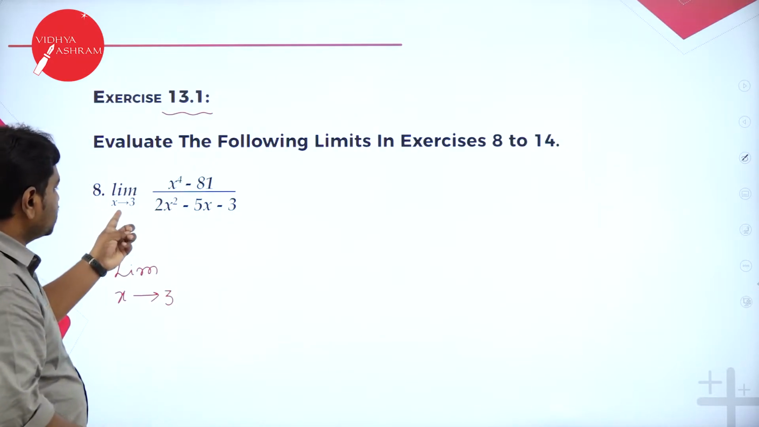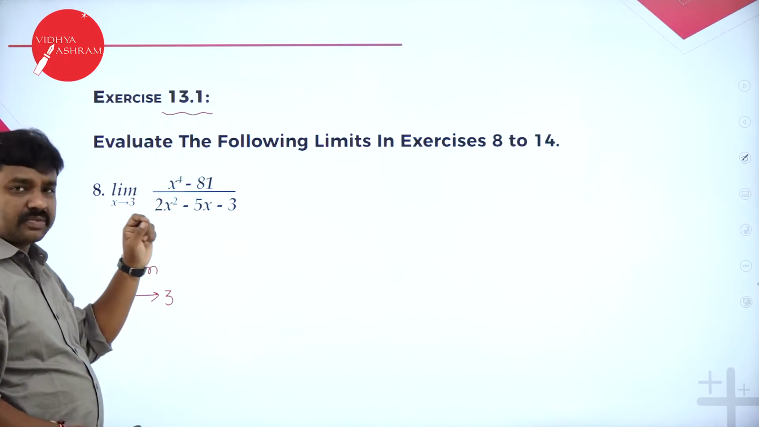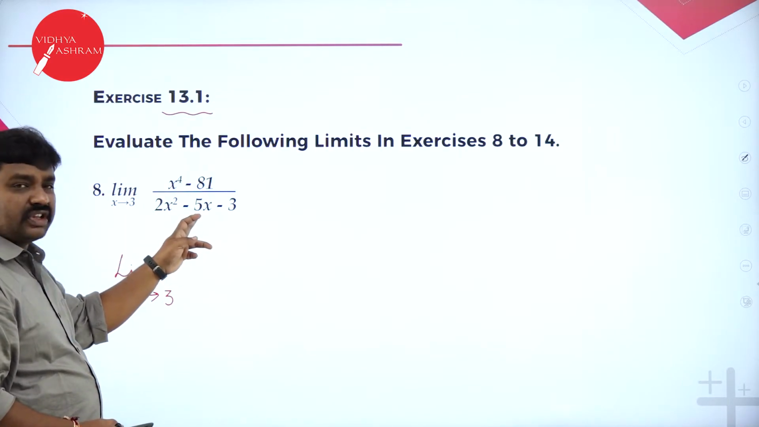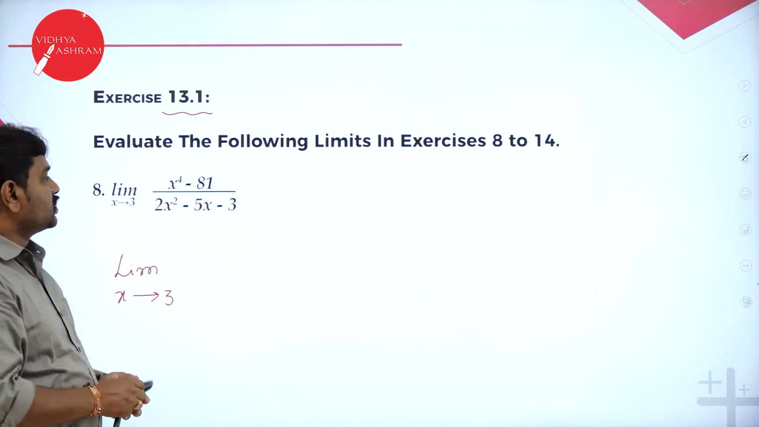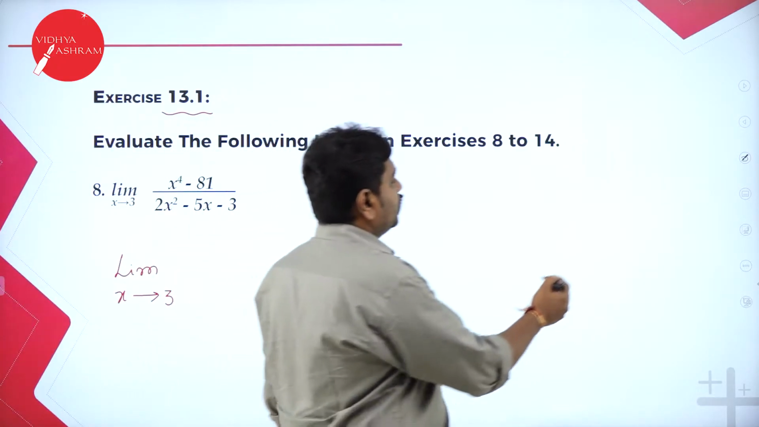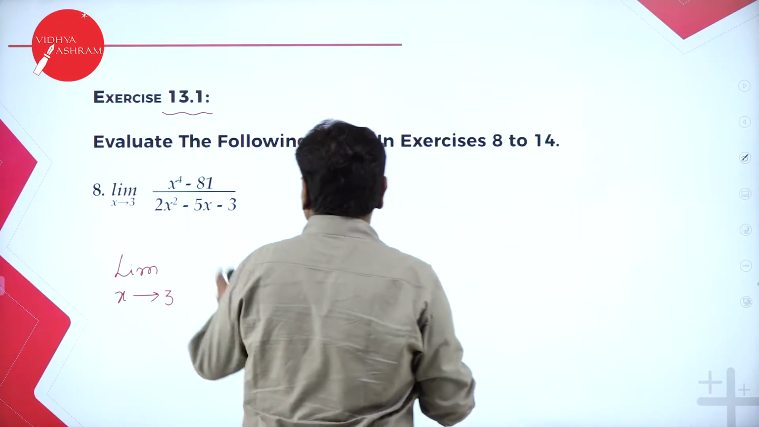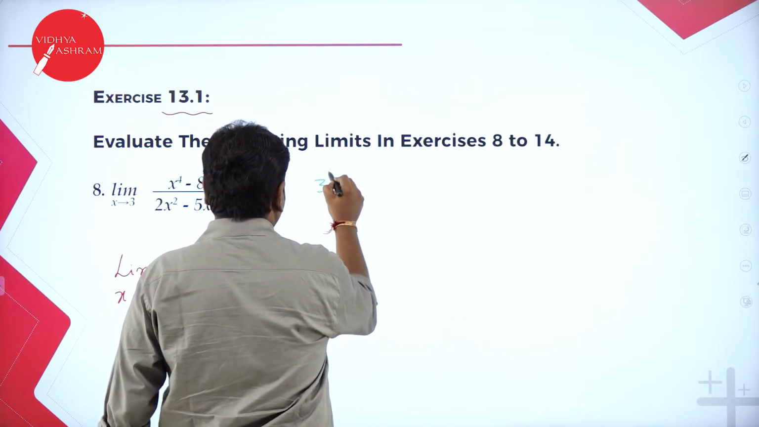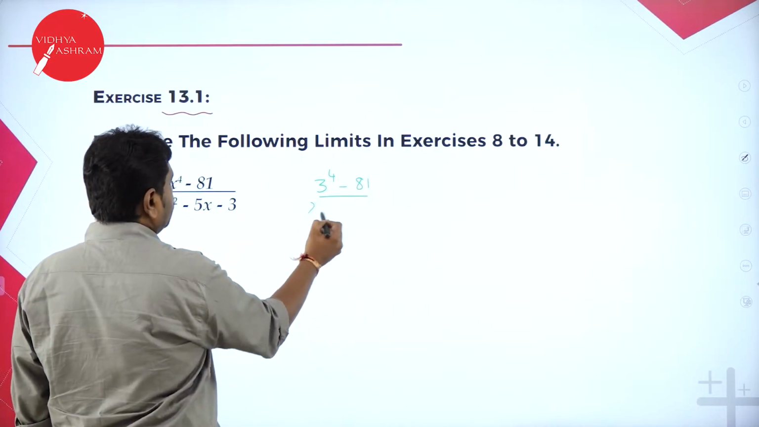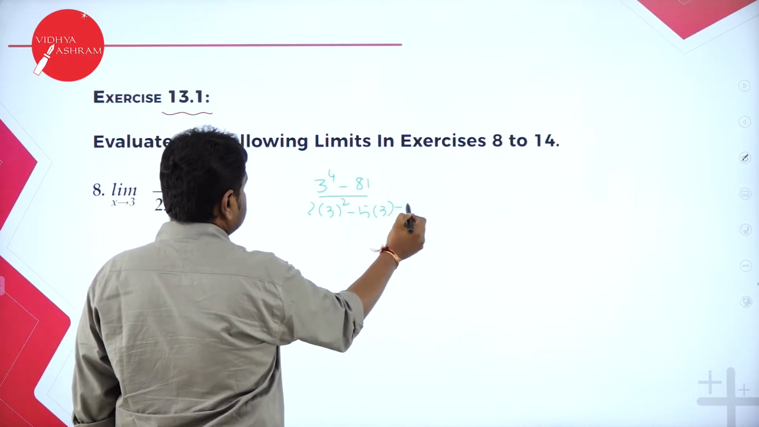Dear students, in the place of x, if you put 3, 3 power 4 is 81. 81 minus 81 becomes 0. Denominator 3 square 6, 6 2 is 18. 18 minus 15, 3. 3 minus 3 is 0. Suppose first, limit x tends to 3 means directly if you want, in the place of x, if you put 3, it will become 3 power 4 minus 81 divided by here 2 into 3 square minus 5 into 3 minus 3.